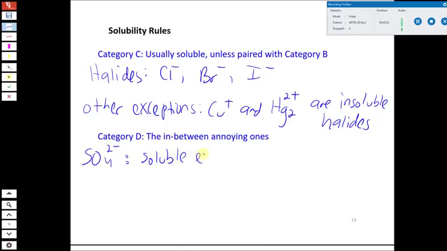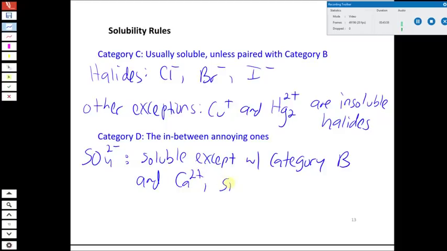And so the exceptions are those same cations that we called category B, silver and lead, which pretty much always form insoluble compounds except for a few rare exceptions. So their sulfates are usually soluble except with category B, and they have some exceptions in group 2. So the heavier group 2 cations, calcium, strontium, and barium. So calcium sulfate, strontium sulfate, barium sulfate are insoluble, and then silver and lead sulfate are insoluble. Those are those two cations that are typically always insoluble. The rest of the sulfates are usually soluble, and at least anytime you see it, you would assume that's true.